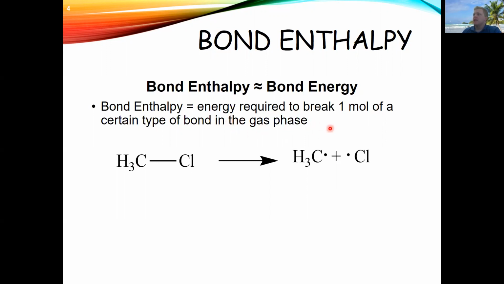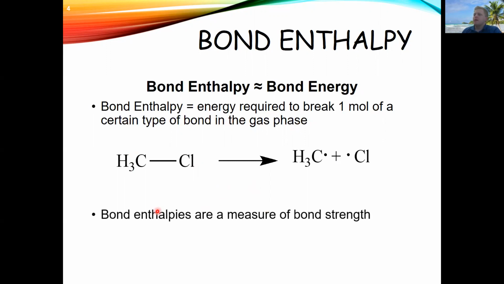So this method that I'm talking about today is not as good as the other two methods that we talked about in the last lecture, but it's useful for approximation. So our bond enthalpies then are a measure of bond strength, and larger bond enthalpies, of course, mean stronger bonds.